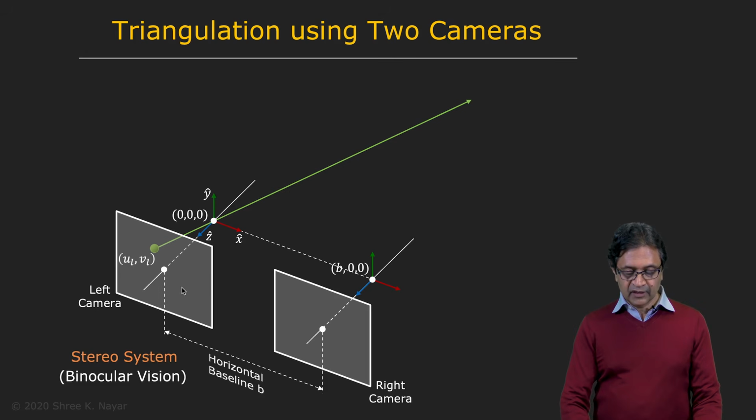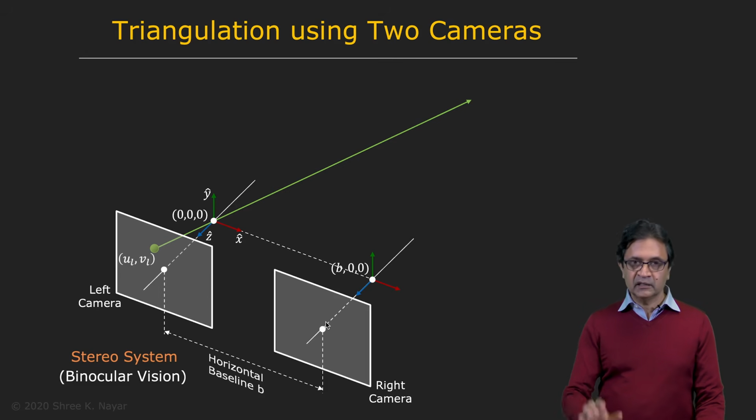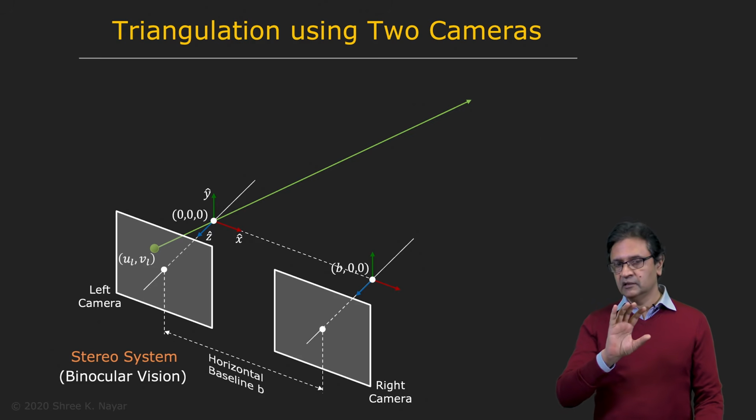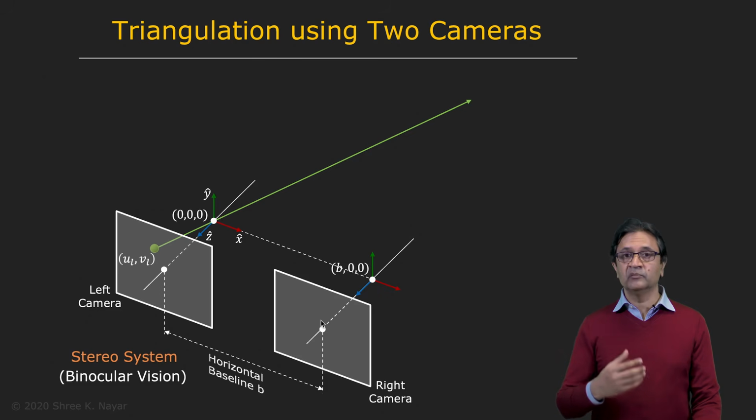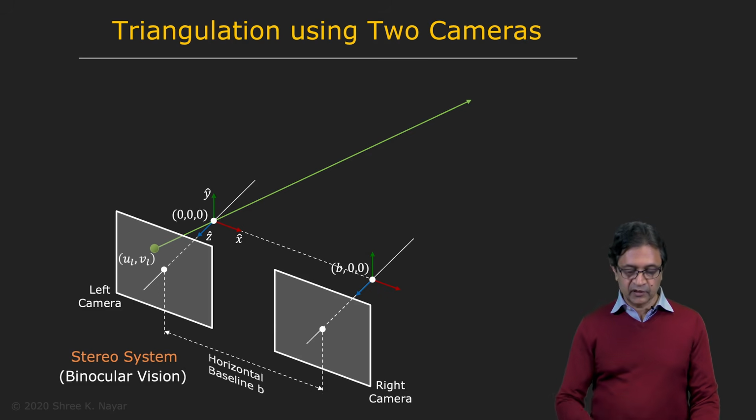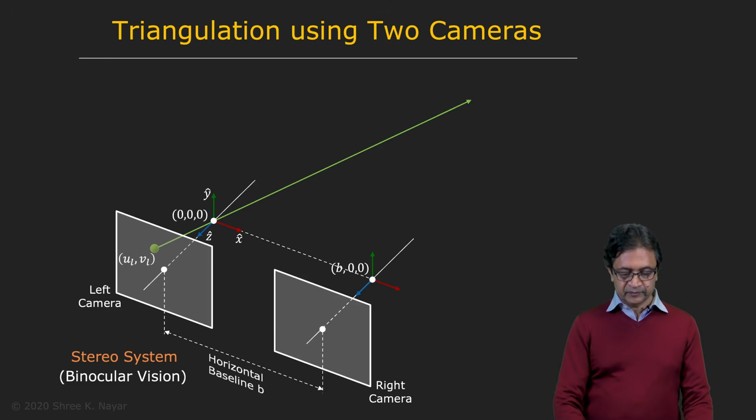So imagine that you have a left camera and a right camera, and the right camera is simply identical to the left camera, but displaced along the horizontal direction by a distance b. This distance b is called the baseline, and this system with a left camera and a right camera is called a simple stereo system. And this type of computer vision is called binocular vision. It's the kind of vision that you and I use. We use two eyes to perceive depth of points in the scene.